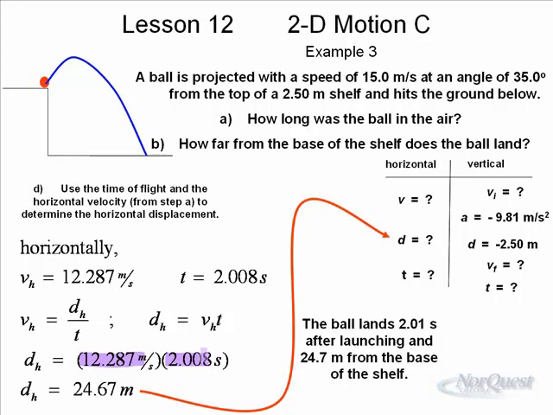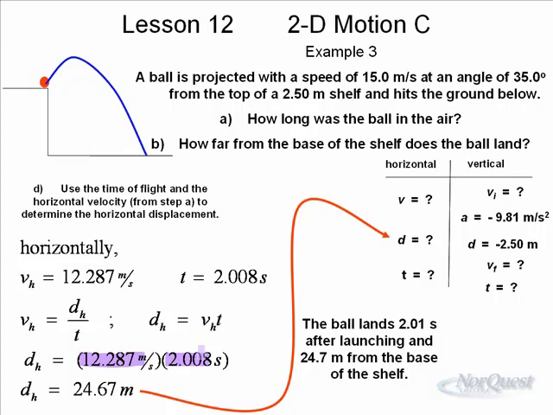24.7 meters. So the ball lands 2.01 seconds after launching. That's the answer to A. And it lands 24.7 meters from the base of the shelf. This is an excellent kind of question. If we were to do a lab in this course, this would be one that we could shoot a projectile into the air at an angle, and we would, of course, predict where it might land, and then we would do the test, and it works quite well.